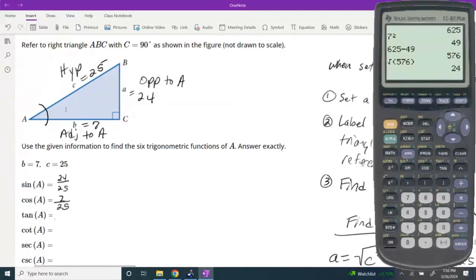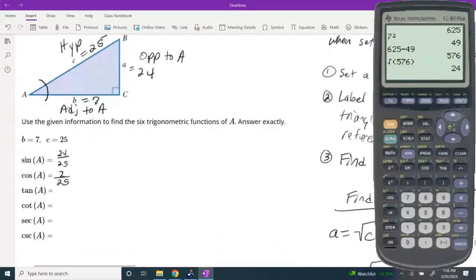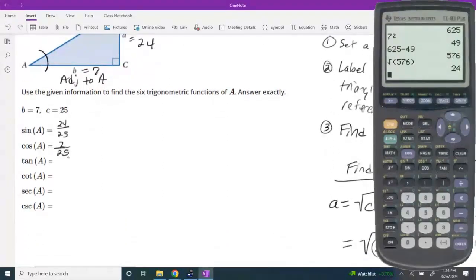The tangent, that would be the TOA part, right? The opposite over the adjacent. So the opposite is 24, the adjacent is 7. So the tangent is 24 over 7.